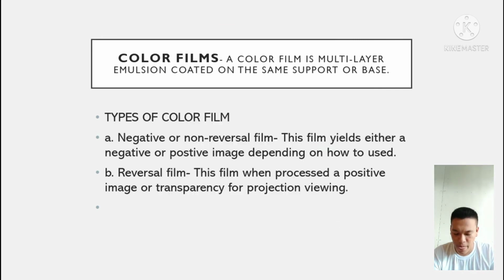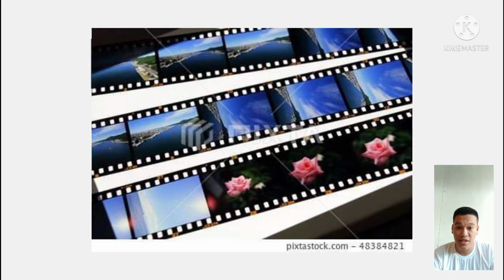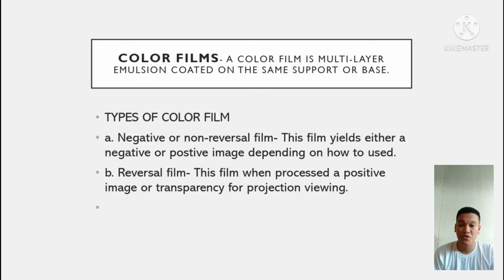Second is the reversal film. The suffix chrome is applied to reversal material. This film yields a positive image or transparency for projection viewing. Examples are Kodachrome, Ektachrome, Fujichrome, and Agfachrome, etc. This is an example of reversal film. So those are the types of color films.